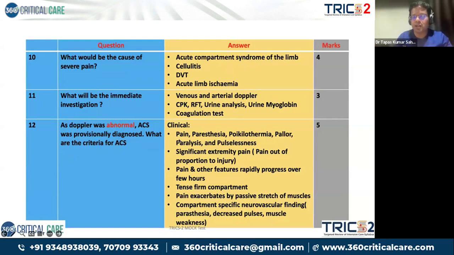Now, as we always prefer a structured answer, don't just utter the word pain, then somebody says no, firm compartment, then weakness. No, always have a framework in your mind. Pain, paresthesia, poikilothermia, pallor, paralysis, pulselessness. I have talked about the 6 Ps to answer your question. Significant extremity pain which is out of proportion to your injury, progressing rapidly, a tense firm compartment on clinical examination, and whenever you stretch the muscles, pain actually exacerbates. And then, depending upon the neurovascular findings, you can get paresthesia, decreased pulse, and muscle weakness. If you answer all these things in a proper way, you get a full 5 marks.